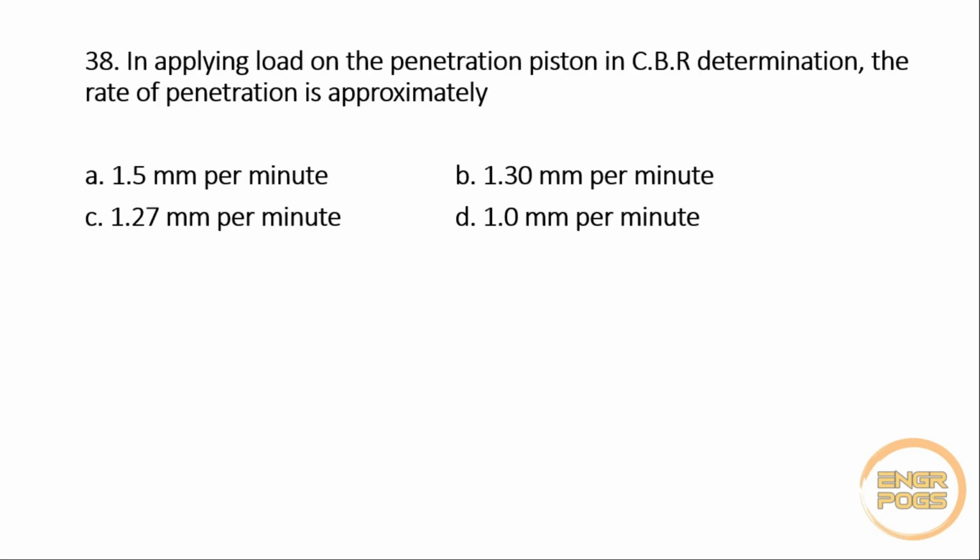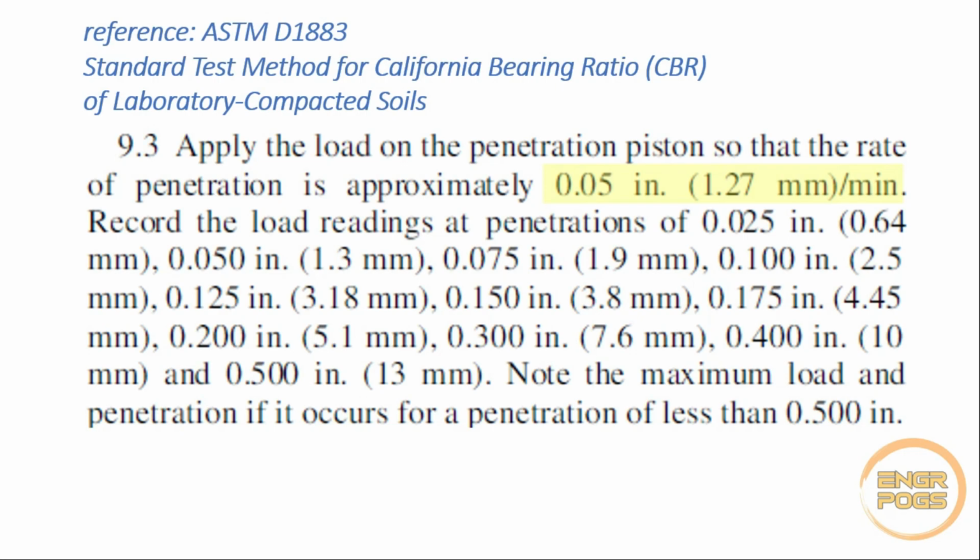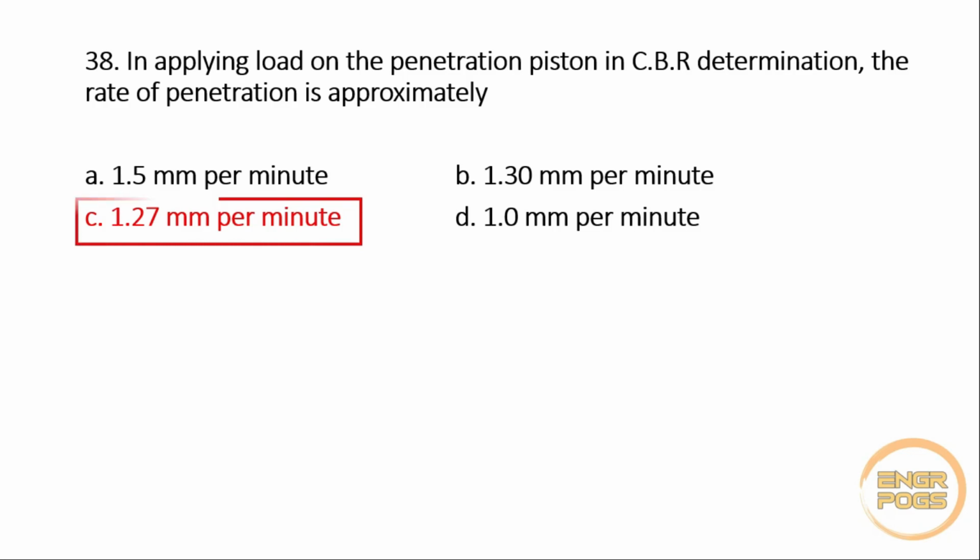Number 38. In applying load on the penetration piston in CBR determination, the rate of penetration is approximately, based on ASTM D1883, standard test method for California bearing ratio of laboratory compacted soils: apply the load on the penetration piston so that the rate of penetration is approximately 0.05 inches or 1.27 millimeter per minute. And the answer is letter C, 1.27 millimeter per minute.